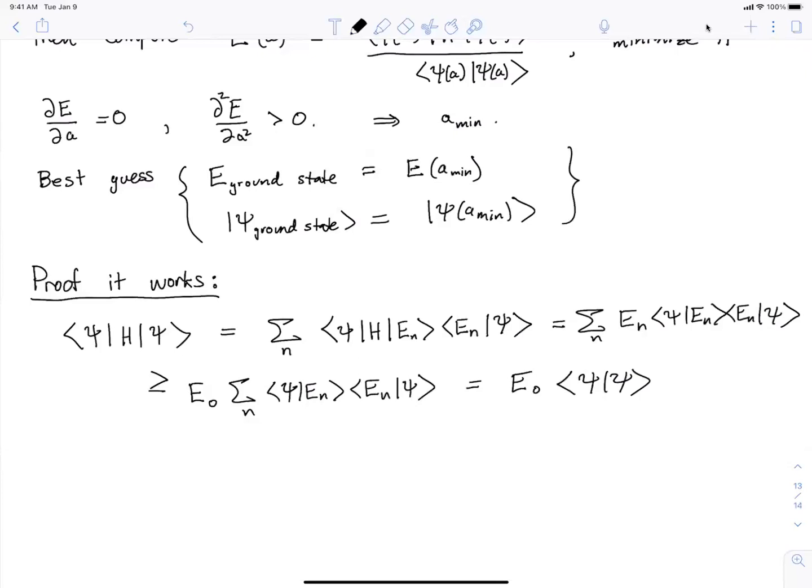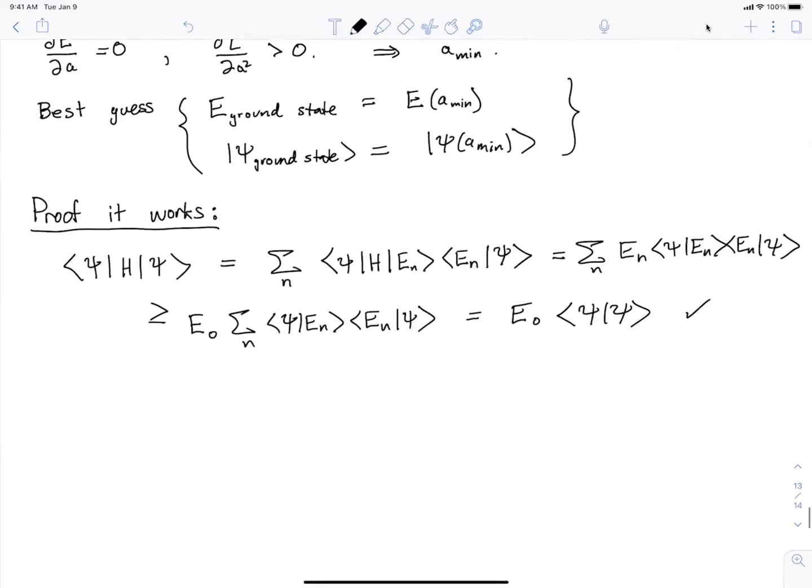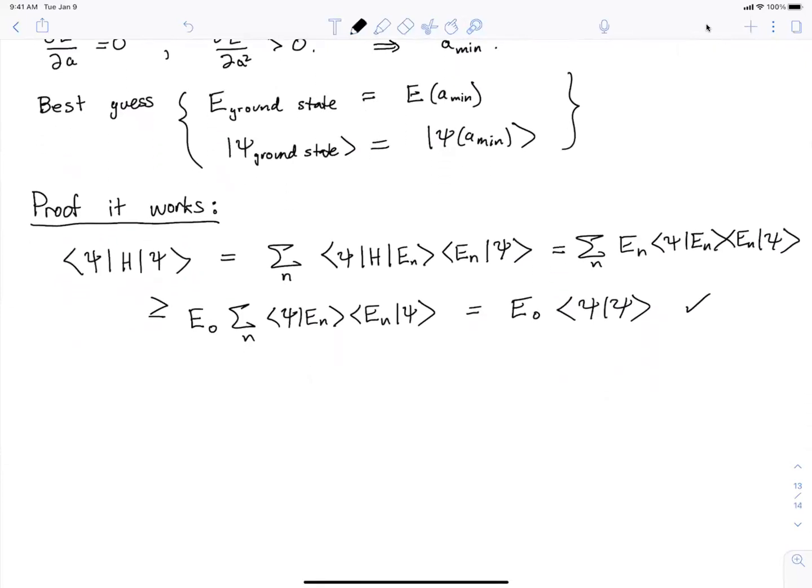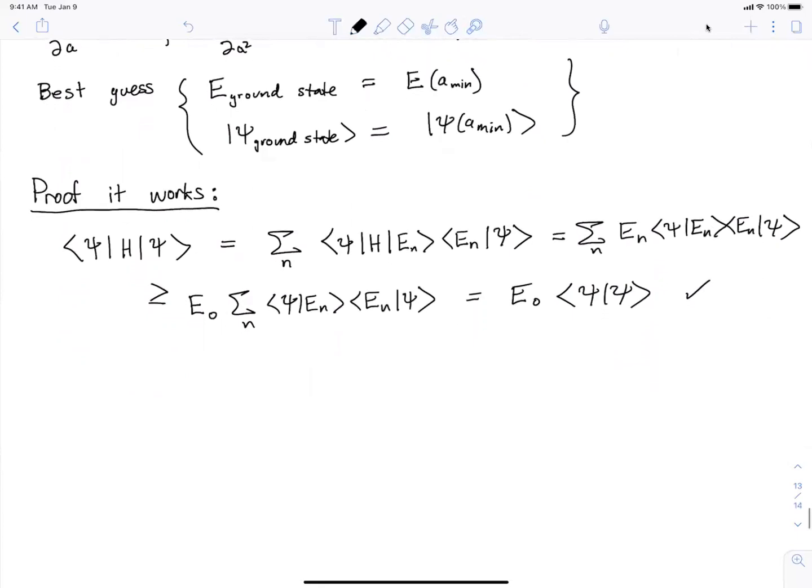And now I just divide by psi psi and I get what I claimed: that the ground state energy is less than or equal to the expectation value of the Hamiltonian divided by the norm of the state, for any state psi. Okay, so that's the end of the proof. Now, that's the proof that it works, but there's one more thing we can do, and that's we can estimate not only does it work, but how well does it work?